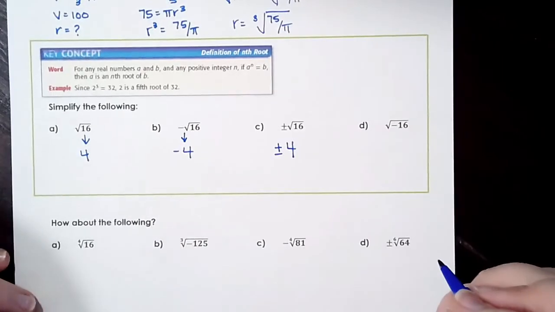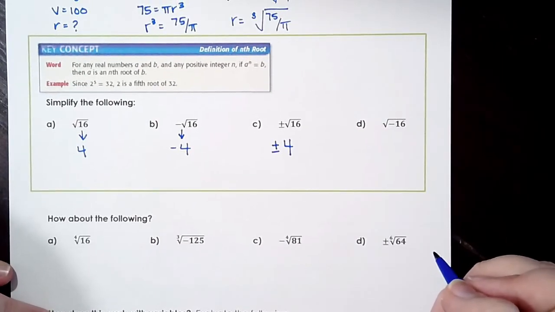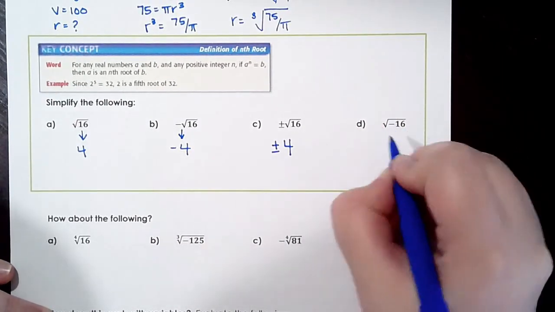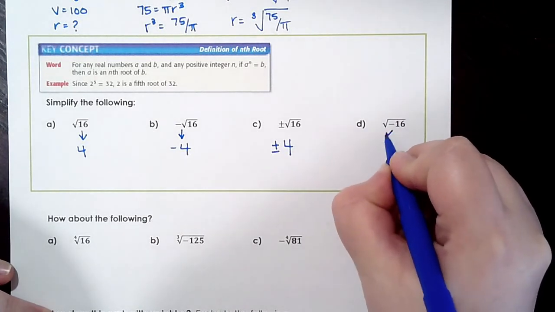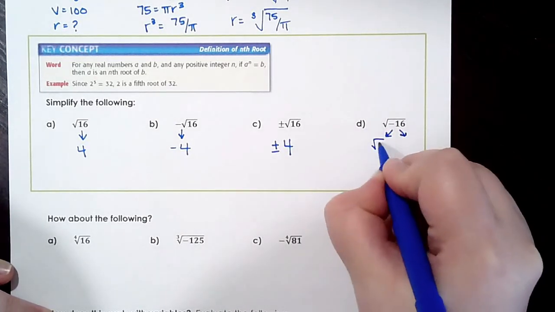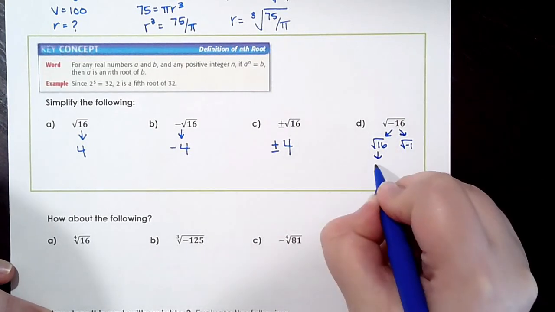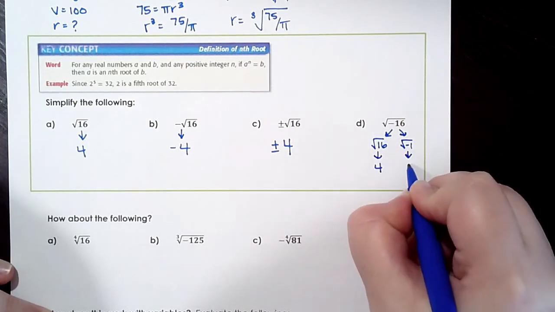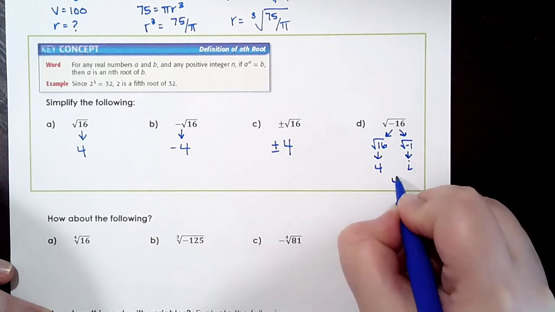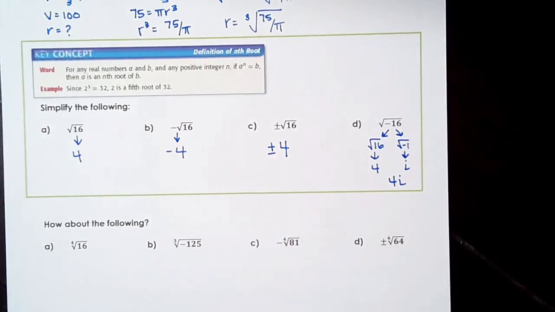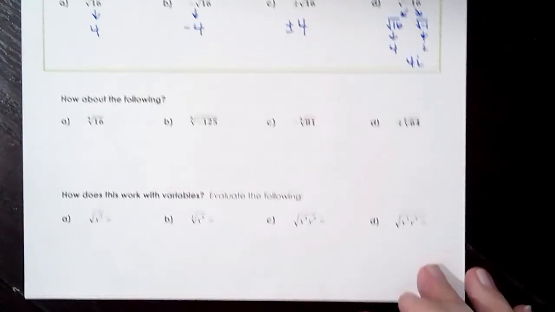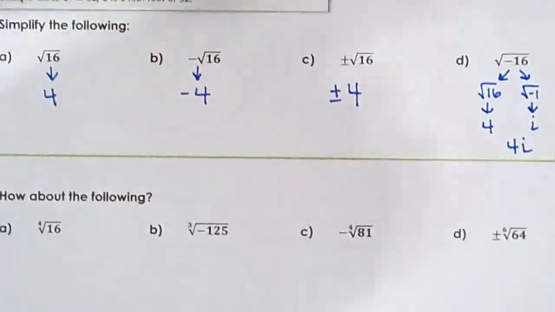And then, if you'll remember back to our imaginary numbers unit, the square root of -16 is the same thing as the square root of 16 times the square root of -1. We know that the square root of 16 is 4 and the square root of -1 is i. So my final answer is 4i. But what about the following?